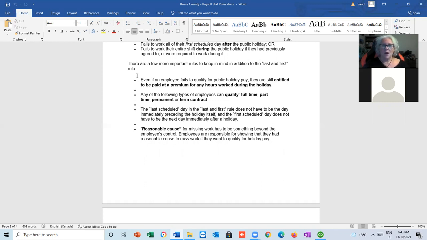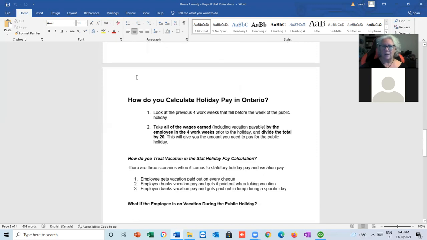And so we have a reasonable cause as well for missing work, which has something to do beyond the employee's control. So if there was a death in the family, there was a car accident, then you would still pay them for that stat holiday because they intended to come to work, but something beyond their reasonable control caused them to stay away. So you have to think about that, and you have to realize that.